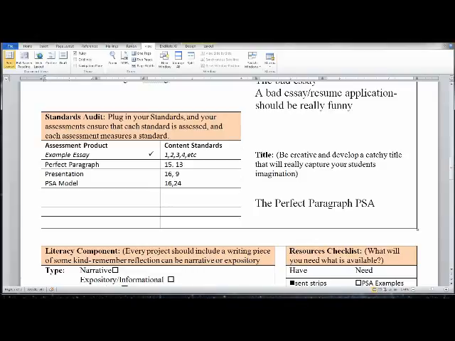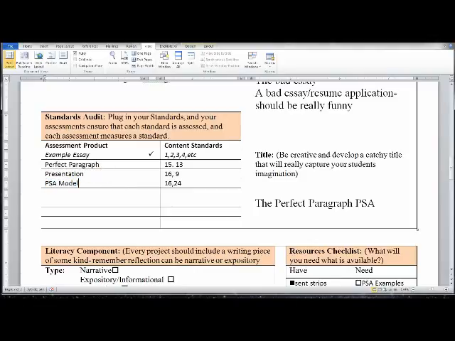All right, so let's come over here and talk about the standards audit. This is just a way for you to check yourself. Now that you've labeled your assessments, it's a time to go back and look. So I have the perfect paragraph, which they're going to be using in their college essay. They have this presentation, and then they have the model PSA, the poster or whatever product.